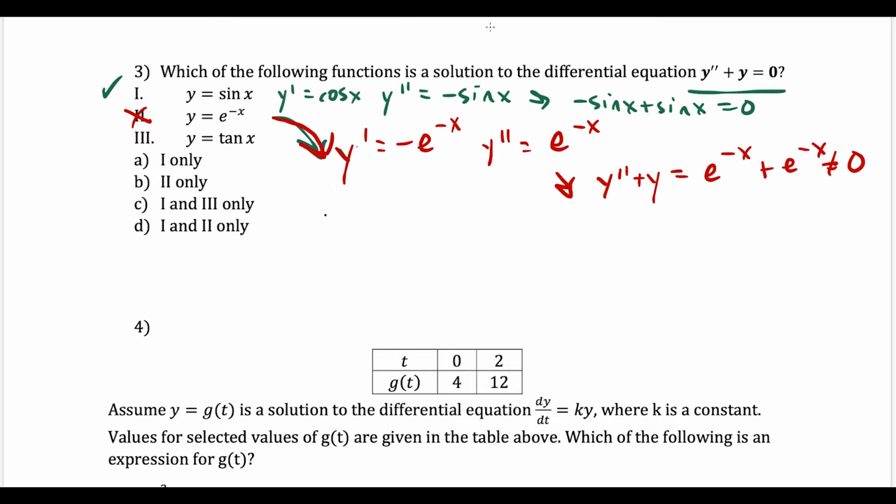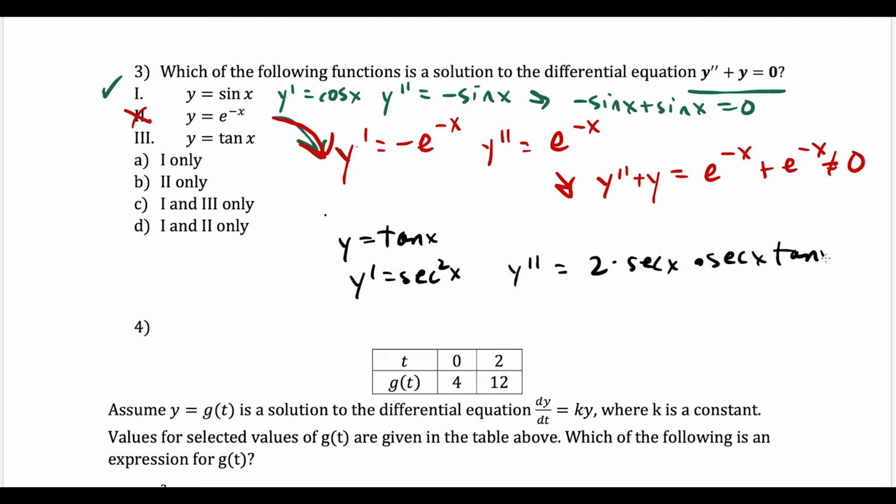And now if we look at the third answer choice here, we have y equals tangent x. And if we take the derivative, we're going to have secant squared x. If we take the second derivative here, we're going to have 2 times secant x, because we're using the chain rule here, so power rule on the outside. But then we have to take the derivative of secant, which is secant tangent. And just looking at this here, if we add tangent plus this, it is not going to be 0 for all x's. So that's how I know this one is also out. So choice A, 1 only.